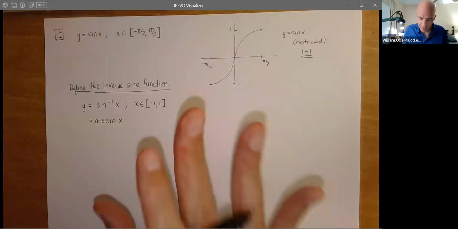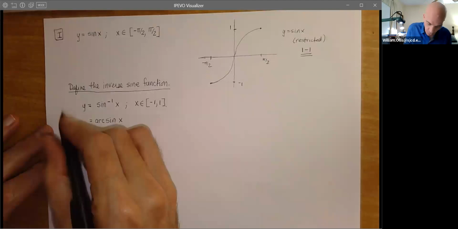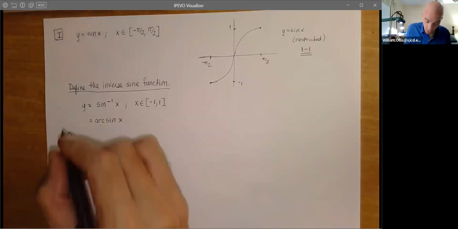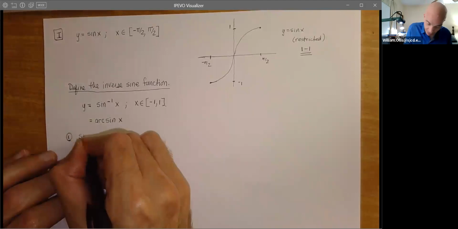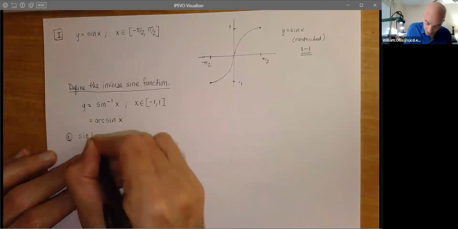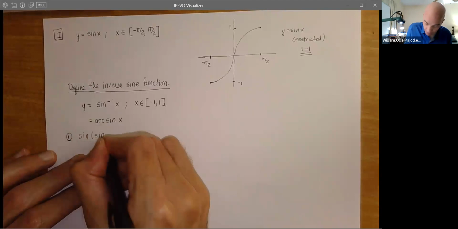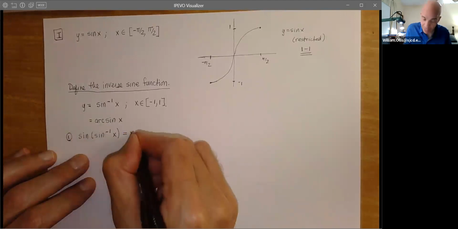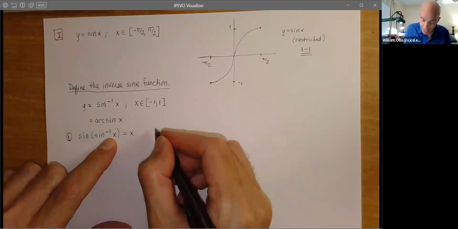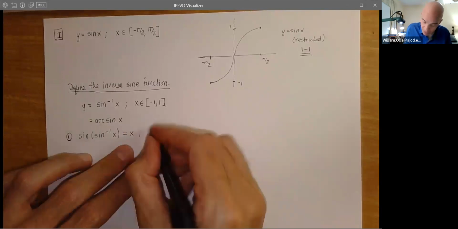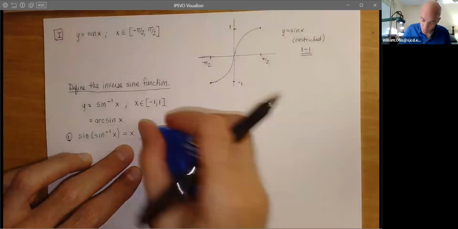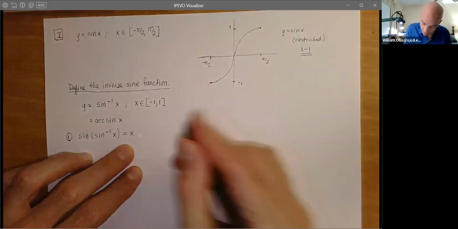Now, with this, we get some nice inverse equations. I want to do these in the right order because I always like to do the sine first. Sine of inverse sine of x. This is the identity if we respect the domain of the sine function. So this means if and only if x lives between negative 1 and 1.